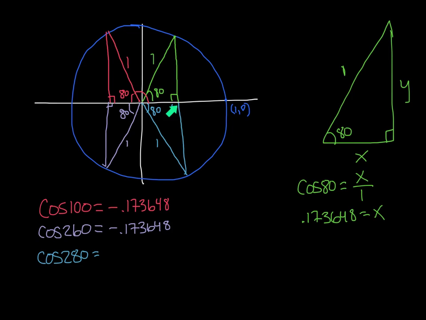Well, if you'll notice, this is definitely in the positive x direction, right? So it should be the same value as that cosine of 80. So it's just going to be 0.173648. That's all there is to it.